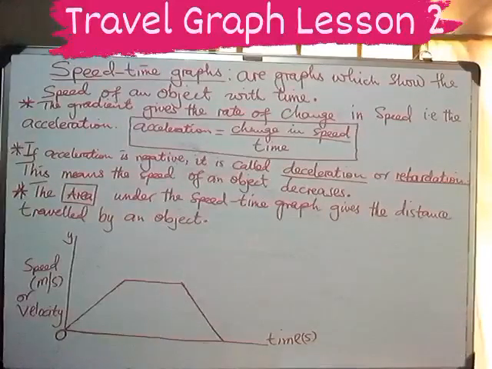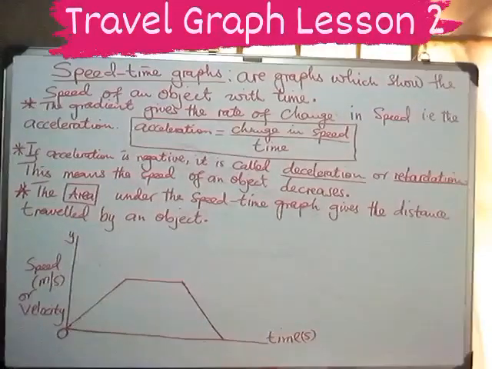Hi guys, so we look at speed time graphs. Under speed time graphs, these are graphs which show the speed of an object with time. Remember from our previous video, we have looked at the distance time graph, where we said these are graphs which show the distance covered with time. Now in this video, we are looking at the speed time graphs. Now these are graphs which show the speed of an object with time.